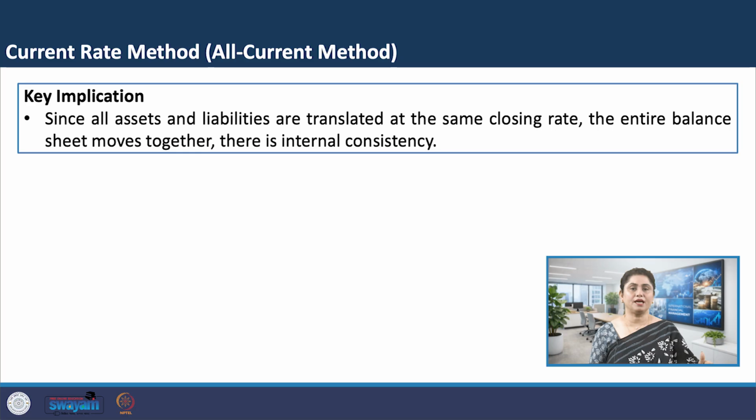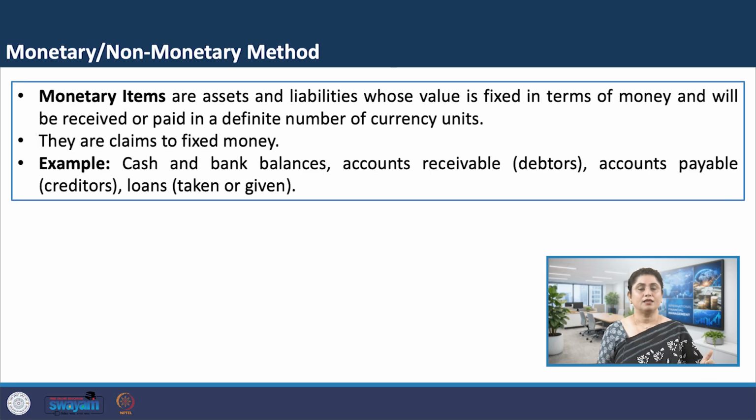The key implication of the current rate method is its internal consistency, because every asset and every liability is translated at the same closing rate. The entire balance sheet moves together as one unit when the exchange rate changes. There is no mismatch between different items using different rates. The third method is the monetary and non-monetary method.